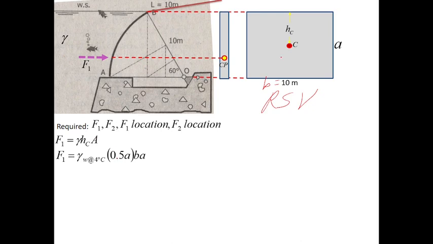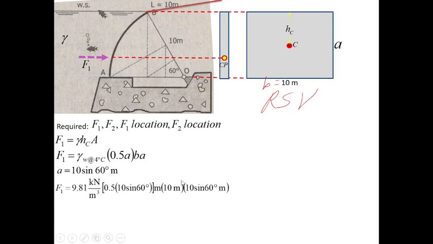Then area of the rectangle, that is BA. So that is 10 meters times A. So alamin natin ano yung A. So let's determine ano yung A value. In that case, A is 10 sine 60 degrees meter. So paano siya naging 10 sine 60 degrees?